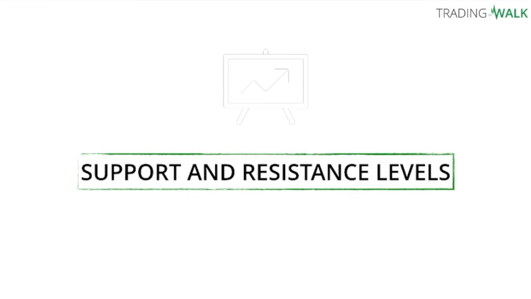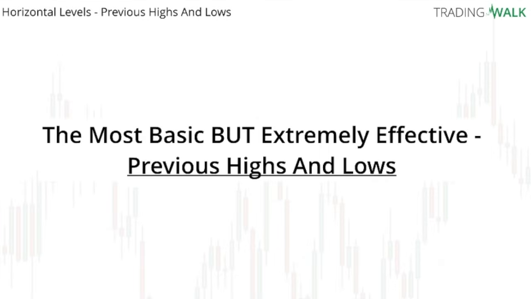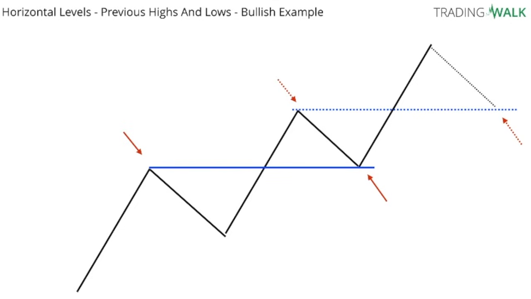Support and resistance levels. And we're going to talk about the most basic but extremely effective previous highs and lows levels. Let's look at a bullish example of what I mean. In this example, we have an uptrend, and at the first arrow, we can see that we have a high. We then have a pullback, and when we broke the previous high, that old resistance becomes support. And you want to trade these previous highs as support as long as we continue to make new highs. These are very simple but extremely effective.